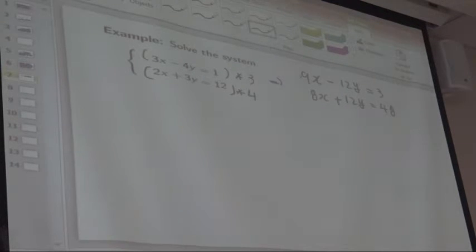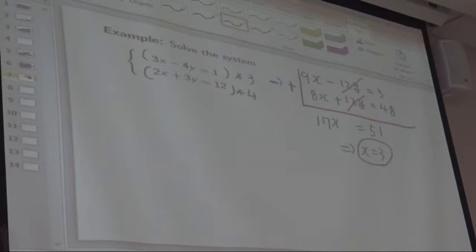Now instead of subtracting, I can just add them together. The reason is I have a negative 12 and a plus 12. The way to eliminate the negative 12 and the plus 12 is just to add them together, right? So if I add them together, I can eliminate the y component, which is 9x plus 8x, which is 17x, and 3 plus 48, which is 51. Then x is 3.